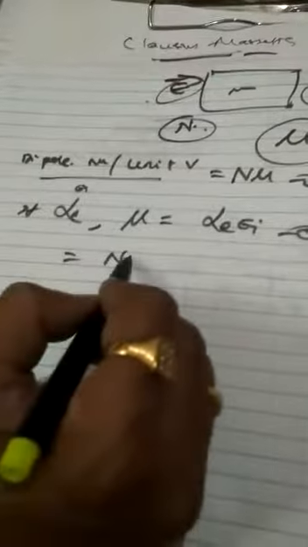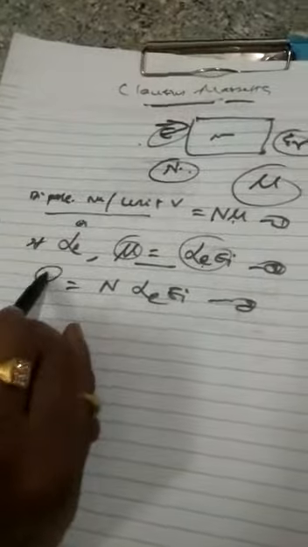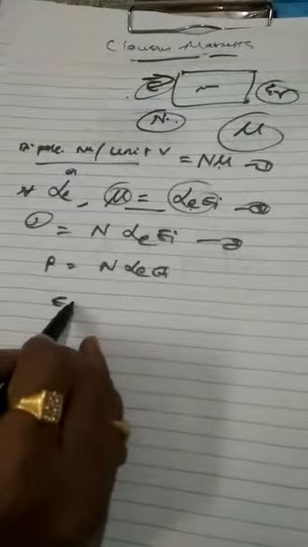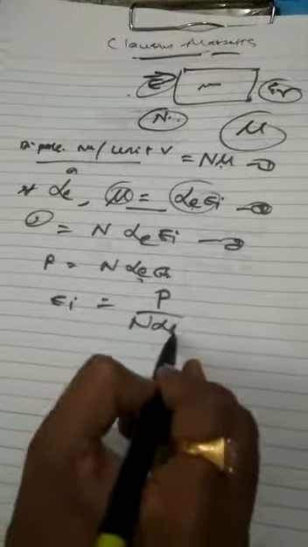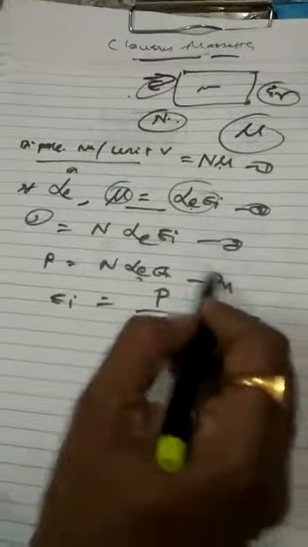Now the dipole moment per unit volume is n into mu, where mu is alpha E into E I. The left side is the same as the polarization. Therefore, P is equal to n alpha E into E I, or E I is equal to P divided by n alpha E. Call this equation number 4 or 5.